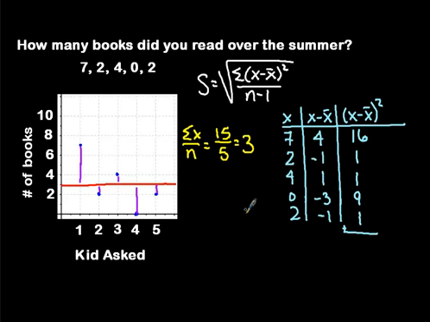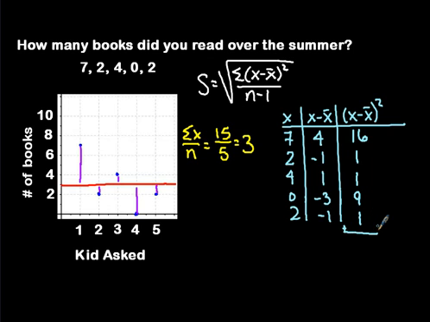Alright, so I went through and I listed my x values. That's the data I got from our friends, 7, 2, 4, 0, and 2. And we took those values and subtracted our mean, x bar, which was 3. So 7 minus 3 was 4, 2 minus 3 was negative 1, 4 minus 3 was 1, and so forth. We then took those values and squared them. Now it's important to make sure you include your parentheses here, because whenever you square a positive, the answer is positive, and whenever you square a negative, it's also positive. So all these values in this column should be positive.